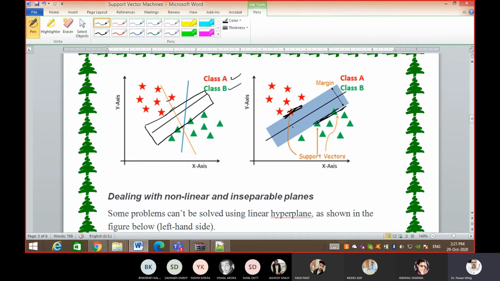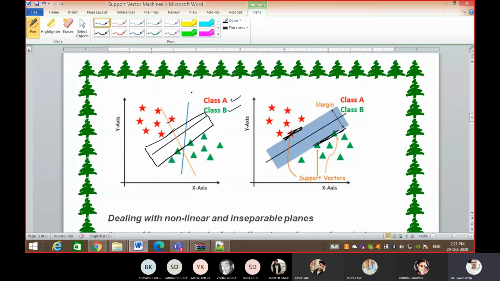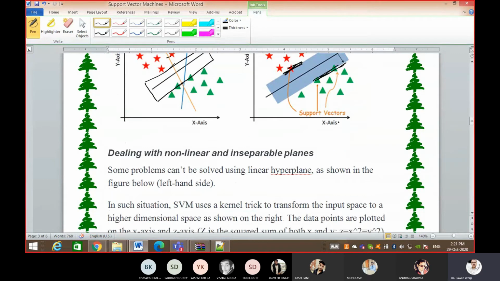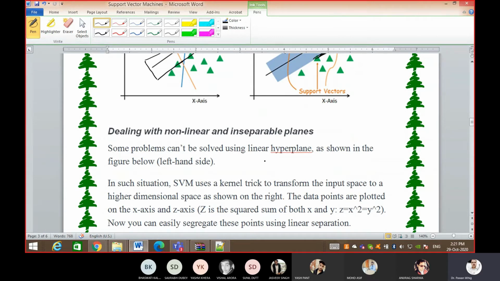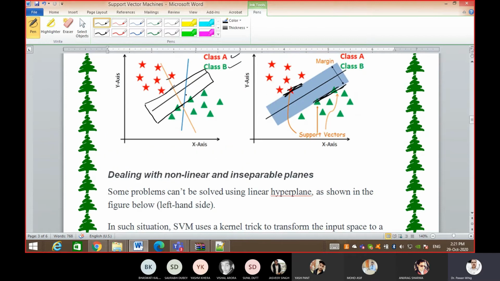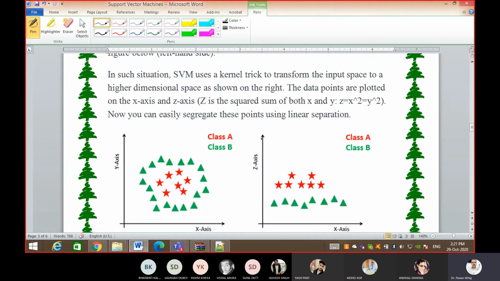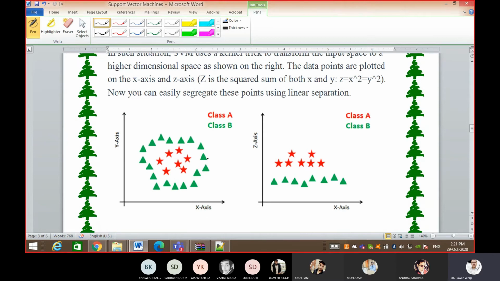But sometimes the data is not separated so easily. Sometimes the data is very close to each other. There are two kinds of data. One is linear data, where a linear hyperplane can subdivide the data into two groups. But sometimes it is like this, say this is an example. Now how can you segregate these two?